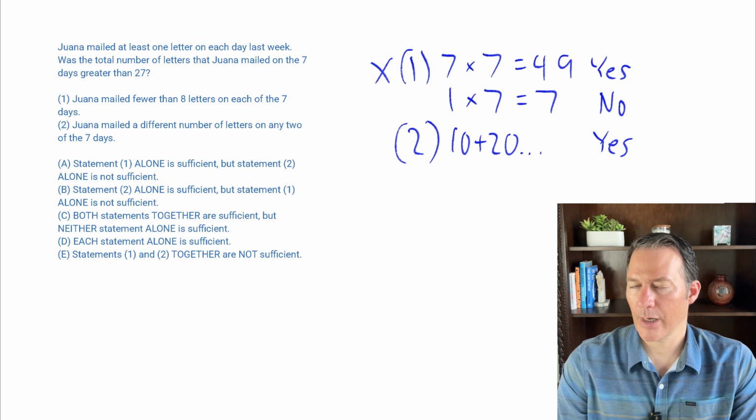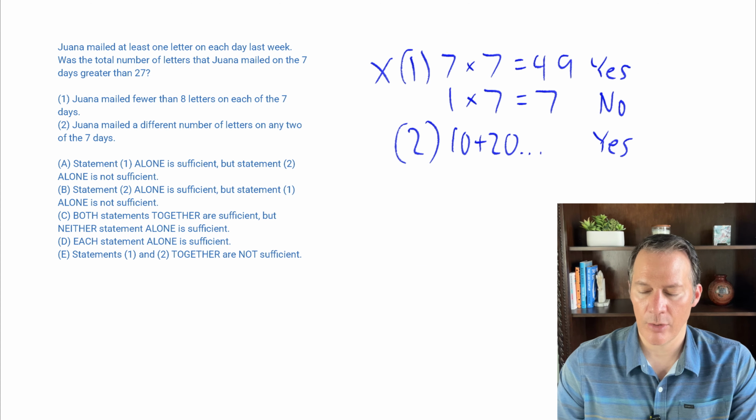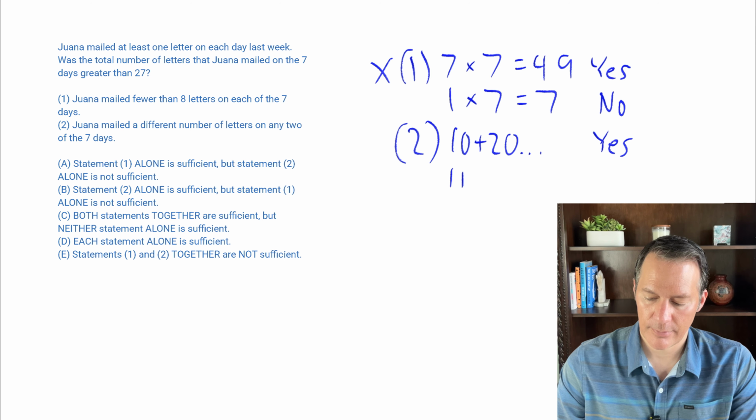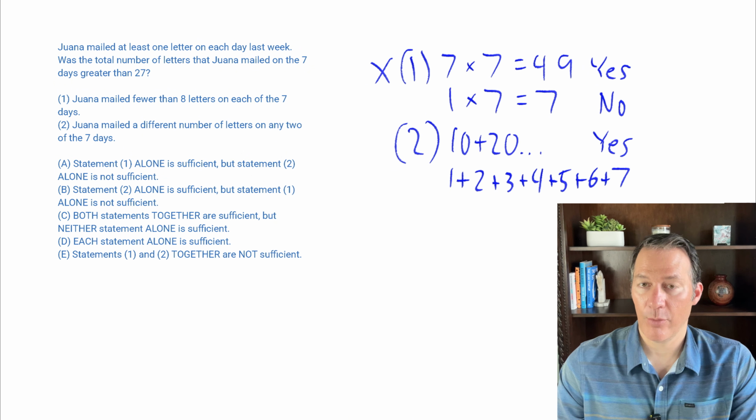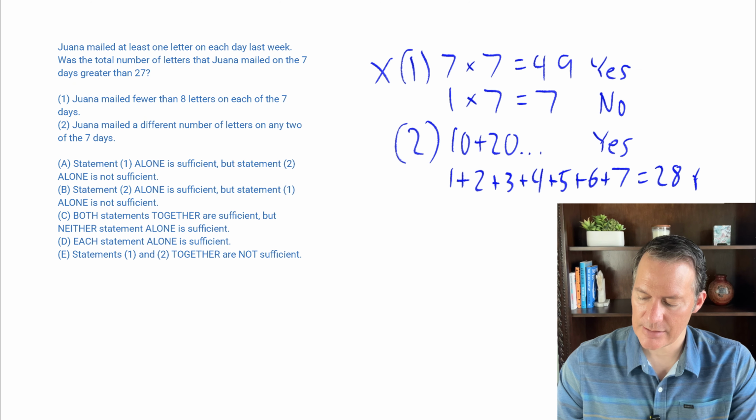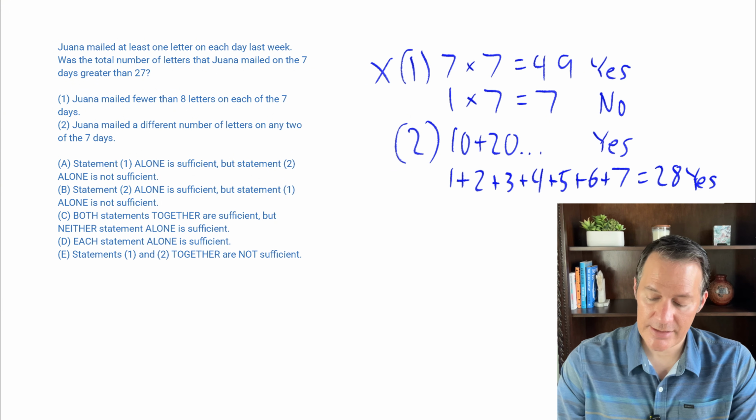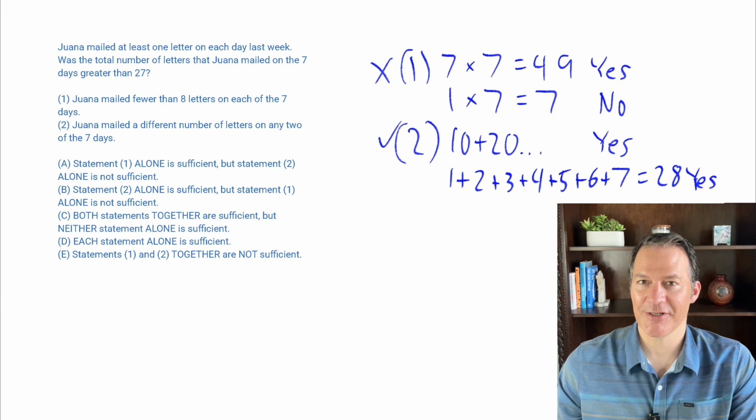Okay, now we want to test the low end, which is a little more tricky. So here we want to go as small as possible at a different number of letters each day. So we could do something like this. And that will total out to be 28, which is also greater than 27. So that's a yes. So this is sufficient, and the answer is B.